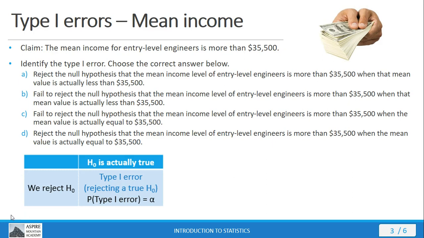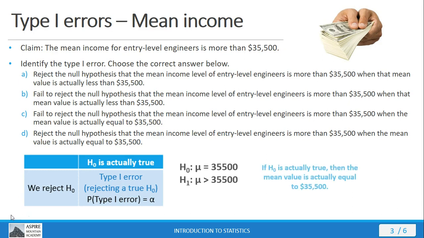Okay, so at this point, we say, what's the null hypothesis? Remember, our null hypothesis is that the mean value is equal to 35,500. So if this is actually true, then that means the mean is going to be 35,500, but we're rejecting it. Since we're going to reject that null hypothesis when the mean income is actually equal to 35,500, because if H0 is actually true, that's going to be the mean value.